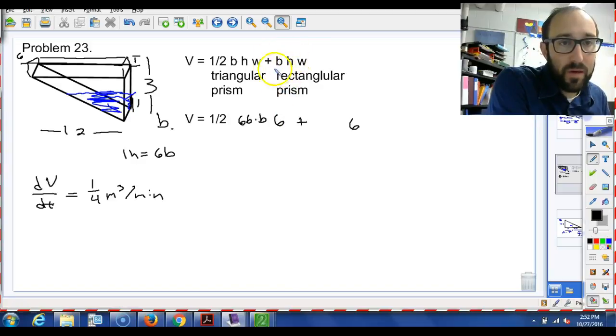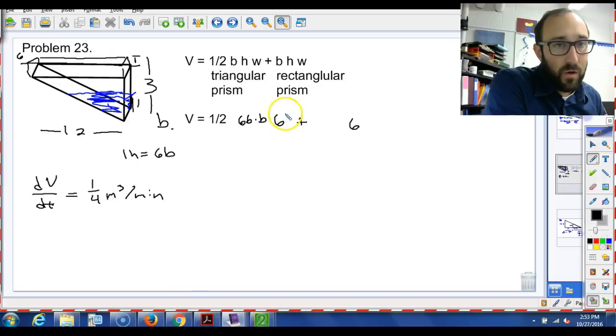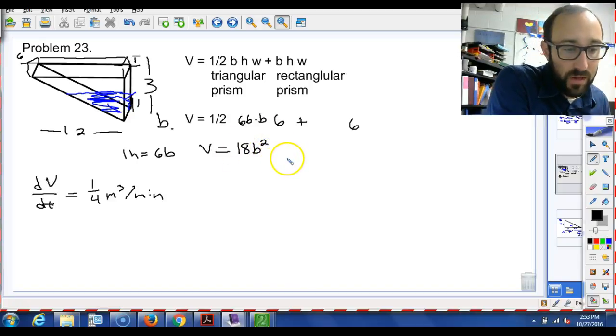And then this base and this height, I was just checking to make sure that I get that. I think we can just leave it just like that. Okay, so we're not going to worry about anything else right now. We're just going to write that. So we say V equals, and we're going to get 36 1/2 is 18b squared. That's a little bit better because now we only have one variable and nothing else.